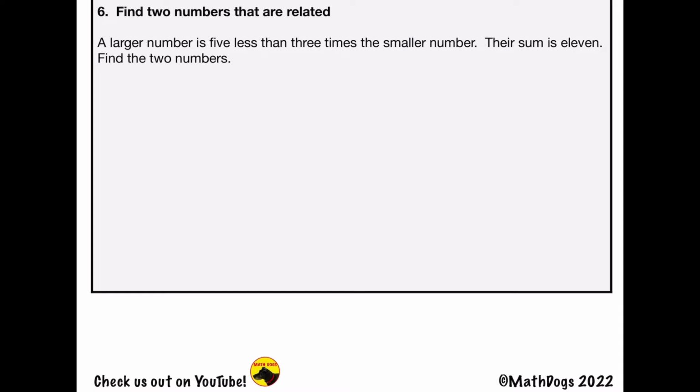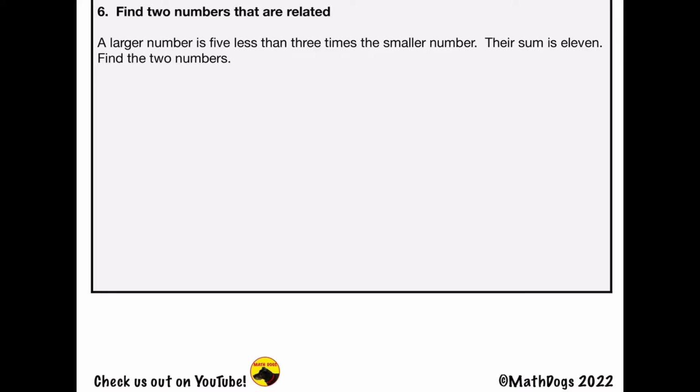And both steps actually involved translation, like we worked on in the first few problems. The first step is to translate in order to find the numbers that we're looking for, what's called defining the variables or defining the unknowns. The second step is to use translation to write the equation. So let's look at the first sentence. A larger number is 5 less than 3 times the smaller number.